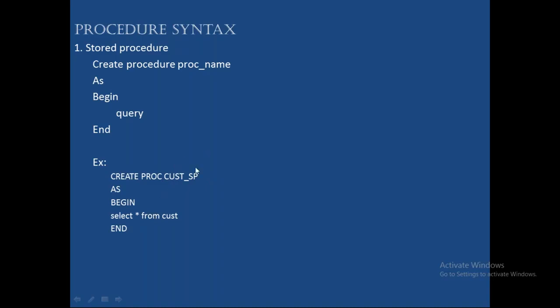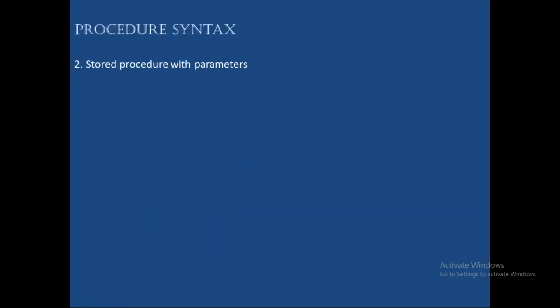Whenever you call the stored procedure cust underscore sp, it is going to execute the query which you have inside the stored procedure. So whenever I execute cust_sp, all the records which I have in the customer table will come. All these things we discussed yesterday, because I wanted to discuss once again, because in upcoming sessions I will not discuss all these things again and again. Okay, procedure syntax, stored procedure with the parameters.